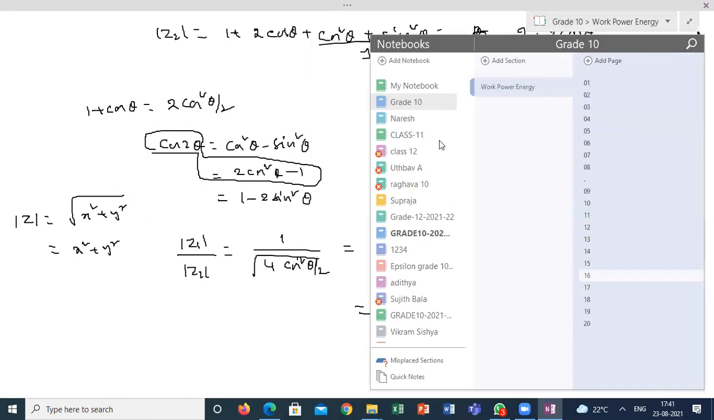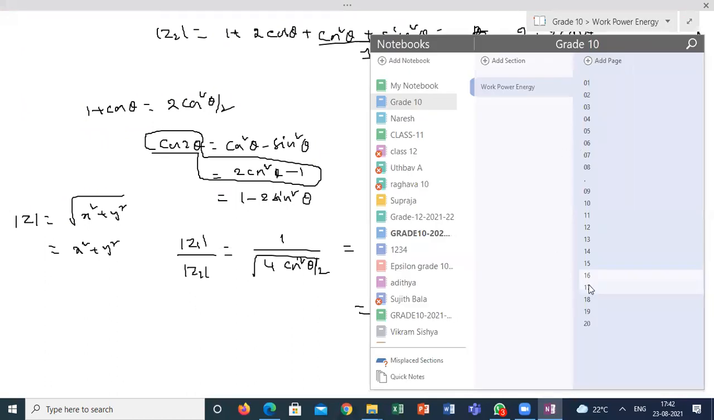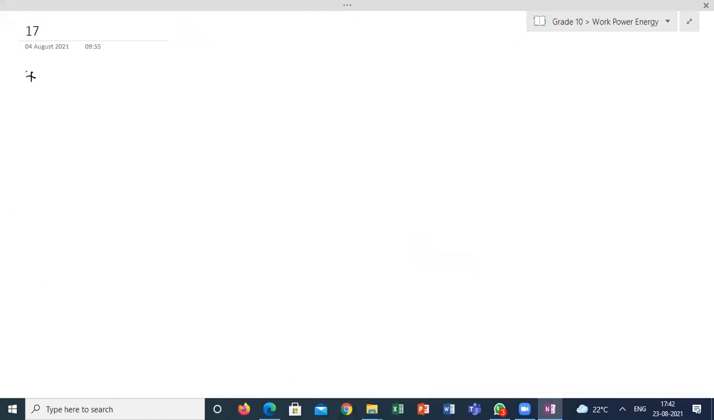Sir, that sum we did, sir. Okay, leave it. This will be then. What is your answer? Of secant. Sorry, this one. Secant theta by 2. So one more last question like this, a little bit related to complex kind of question only.